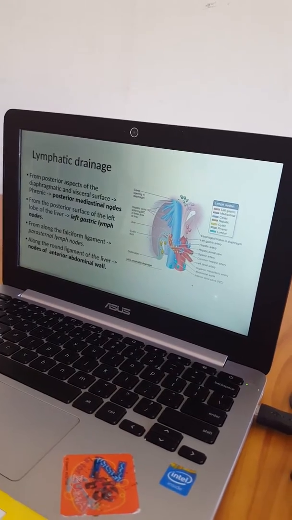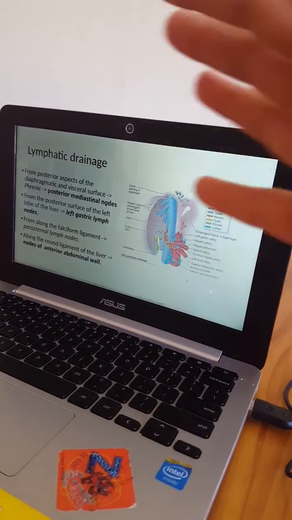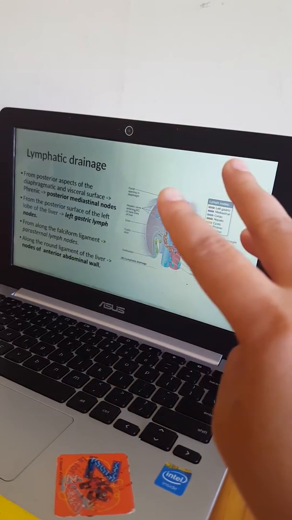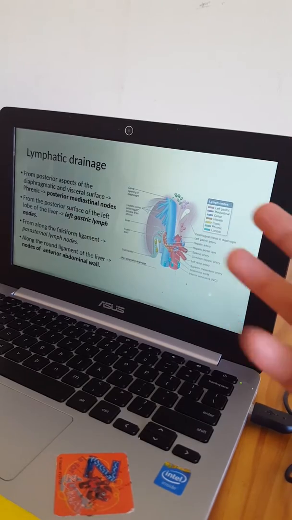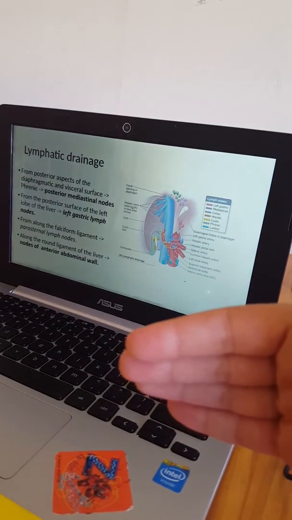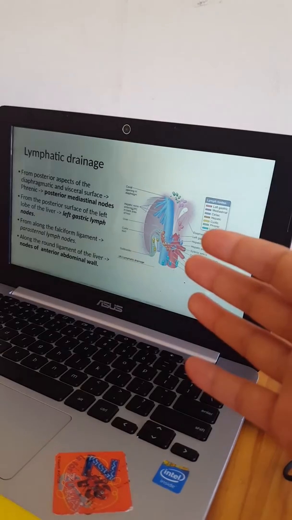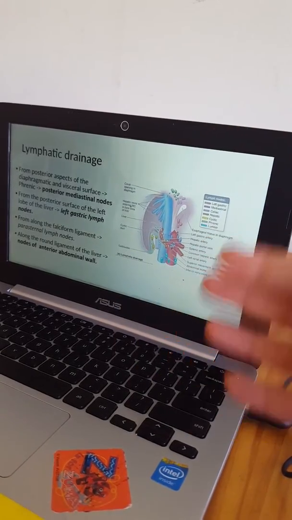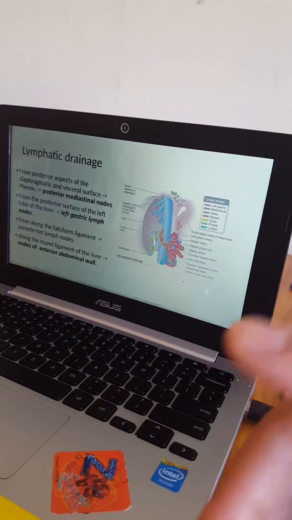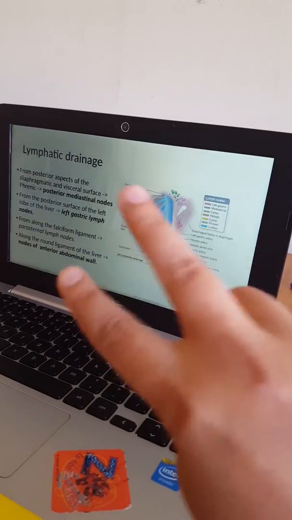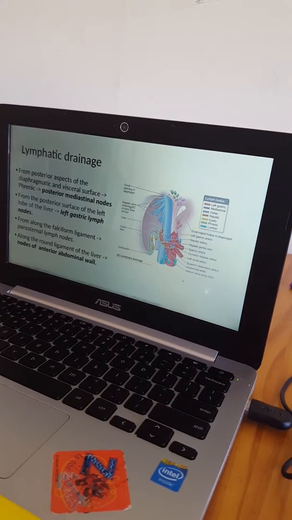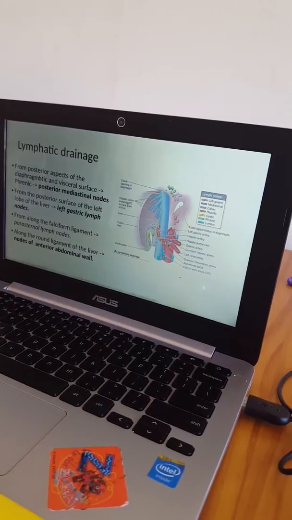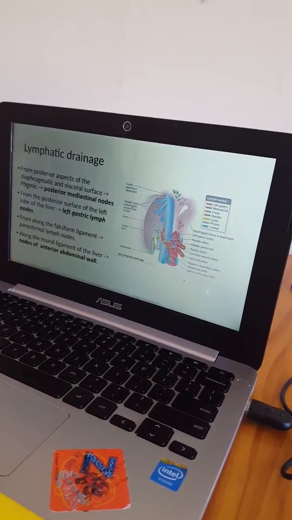So what is the mediastinum? Basically, the thoracic cavity is divided into three mediastina: the anterior mediastinum in front of the heart, the middle mediastinum which includes the heart, and the posterior mediastinum which is behind the heart, and two lateral pleural cavities where the lungs lie. So the posterior mediastinal nodes lie in the posterior wall. That also makes sense because they receive the lymphatics from the phrenic nodes.